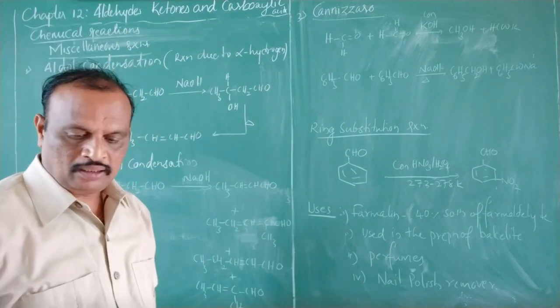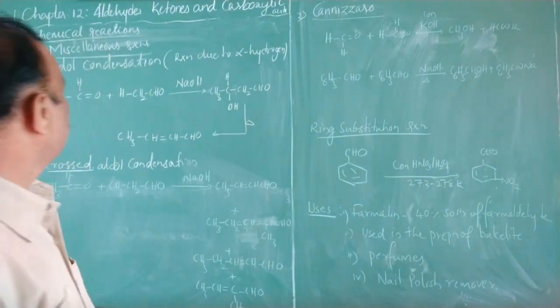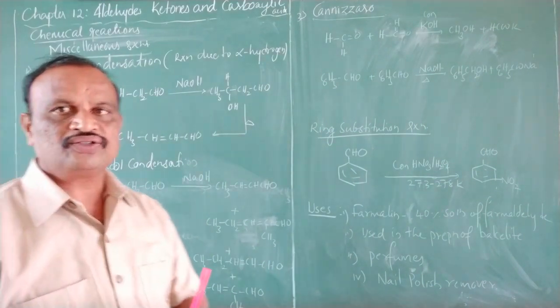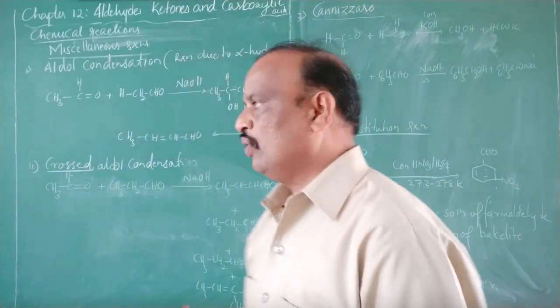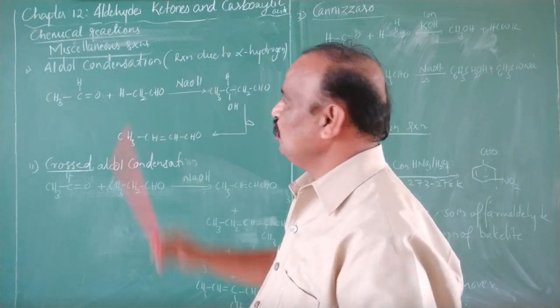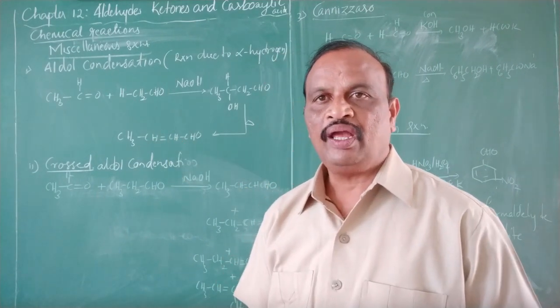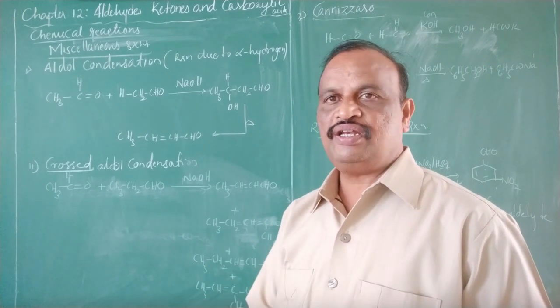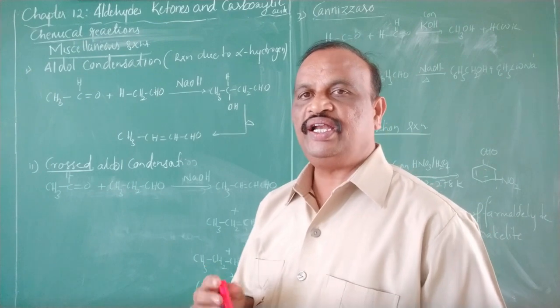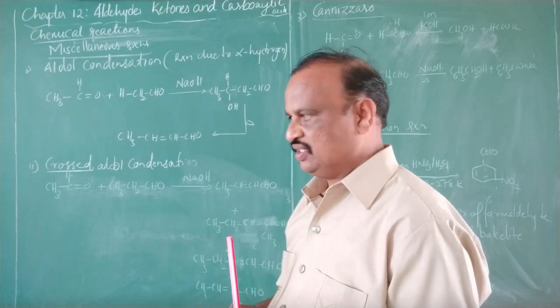Well, let us see some more reactions, some miscellaneous reactions. Aldehydes and ketones give some miscellaneous reactions. What are those miscellaneous reactions? We shall see that. One is the aldol condensation. It is the condensation between 2 aldehydes which contain alpha hydrogens.